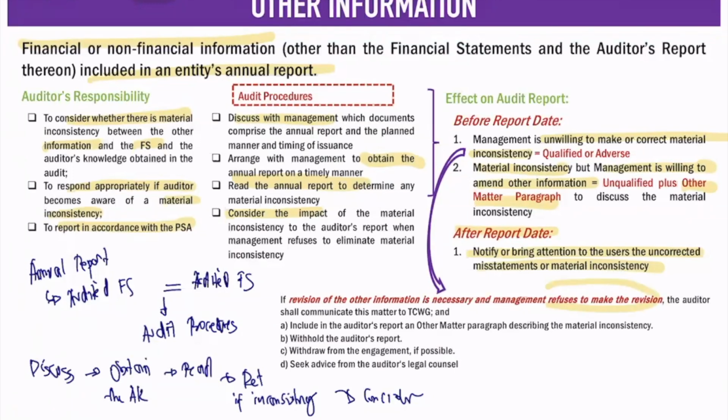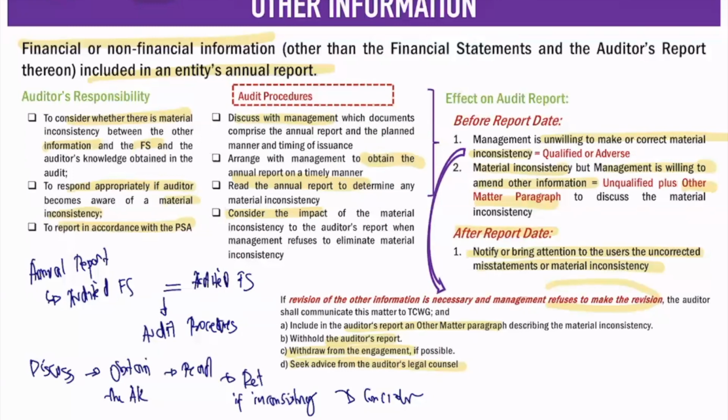So you include in the auditor's report an other matter paragraph. You either withhold the auditor's report, withdraw from the engagement, or seek advice from the auditor's legal counsel. So aside from providing a qualified or adverse audit opinion, you can do the same. You can provide it in your other matter paragraph. You can withhold your audit report. You can also withdraw, or you can seek advice from the auditor's legal counsel. But if ever you cannot do those items, then just provide a qualified or adverse opinion.